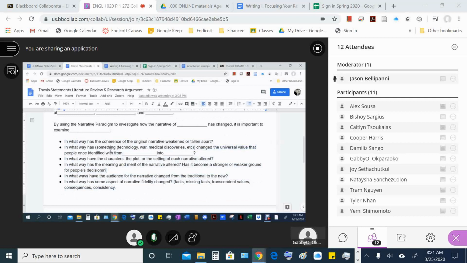So in what way has something like technology or war or medical discoveries changed the universal value that people once identified with, from whatever the value was in the old narrative into the new narrative? And again, remember we talked about that fidelity is all about universal value. So in the old narrative, for example, in my world, the old value was knowledge. College was all about getting knowledge, and that was where you had to go to get it. That was the universal value.